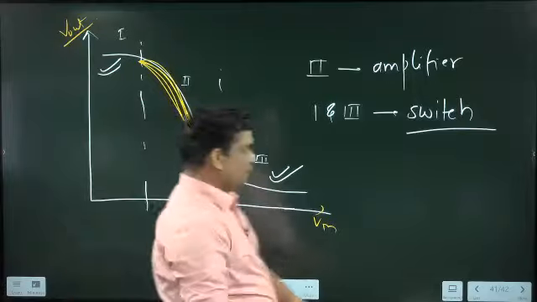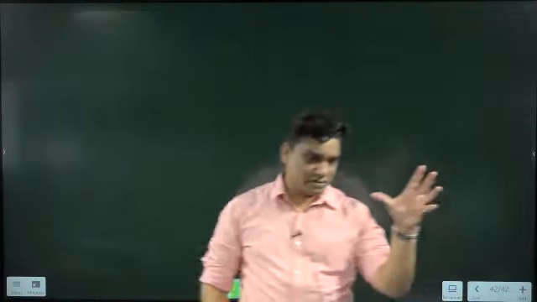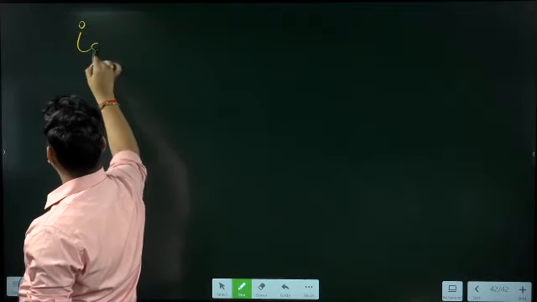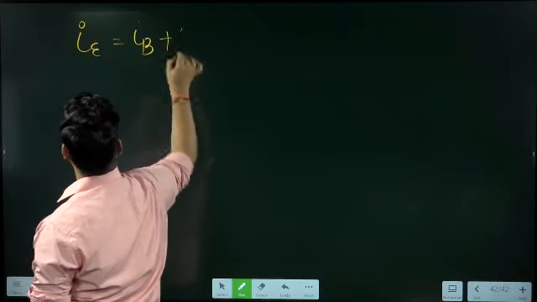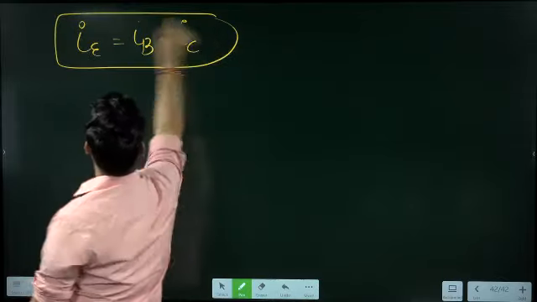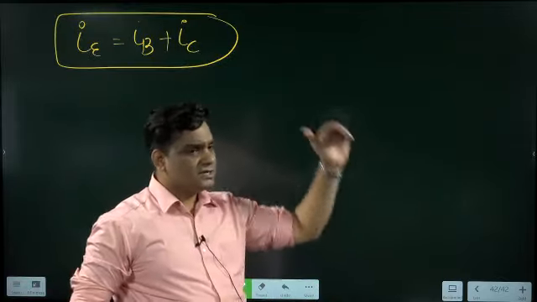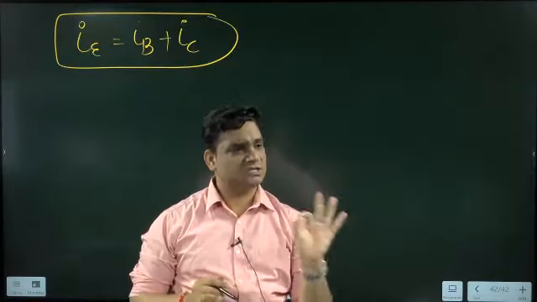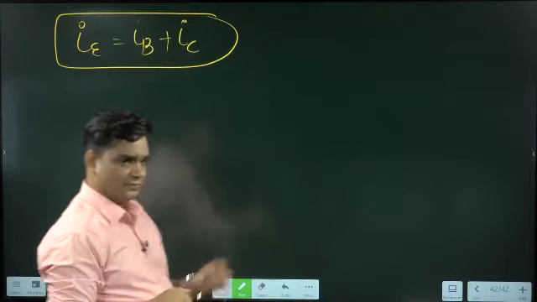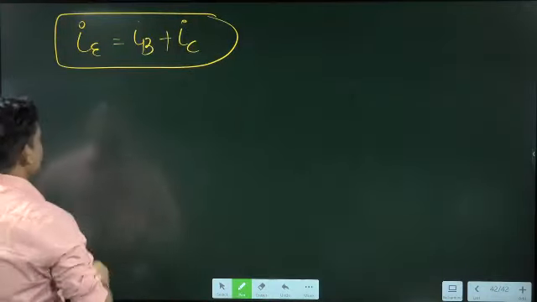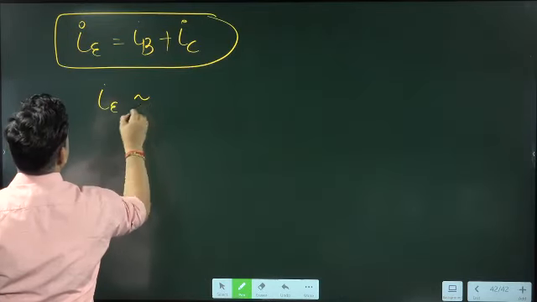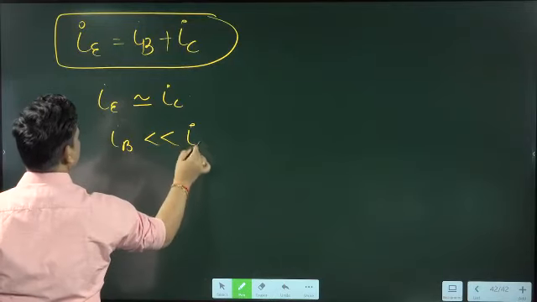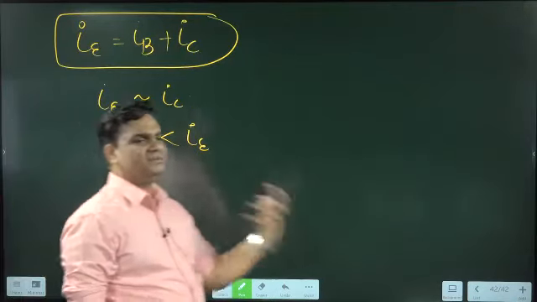Now, mechanism of transistor. Here we can write and we get this relation: IE equals IB plus IC. Whatever electrons are coming from the emitter, some will go through the base and some will go through the collector. So IE equals IB plus IC. Can we remember this? Now, we have to remember IE and IC are almost the same, and IB is basically less than IE, meaning base current is very small.